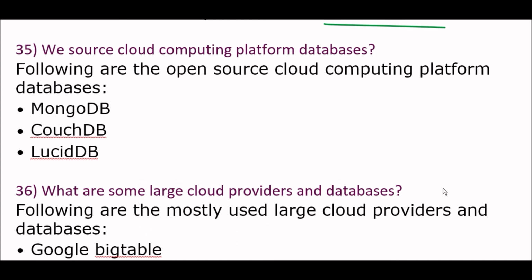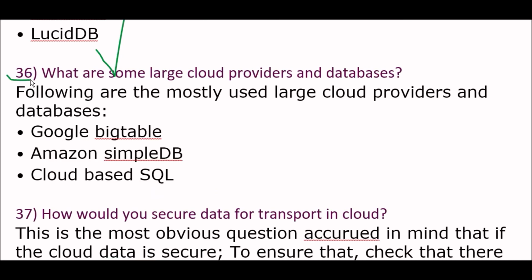Okay. Next question. Open source cloud computing platform databases. So answer is following are the open source cloud computing platform databases. First one, Mongo databases. Second one, Couch databases. Third one, Lucid databases. Okay, so they all are the open source cloud computing platform databases. Next question. What are some large cloud providers and databases? Answer is following are the mostly used large cloud providers and databases. First one, Google Bigtable. Second, Amazon Simple Databases. And next one is cloud-based SQL.